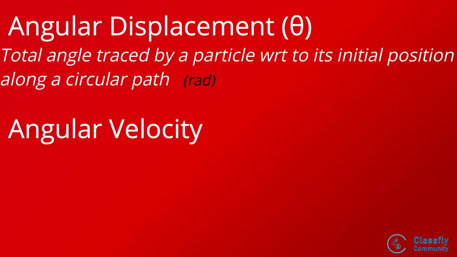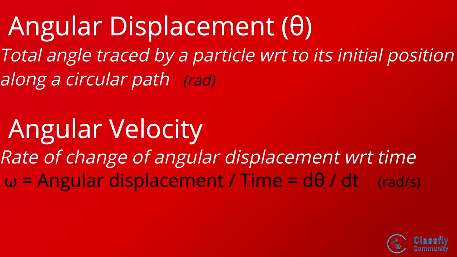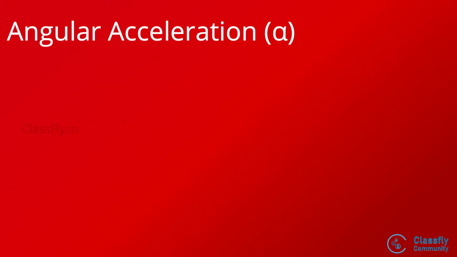Next, angular velocity. Well, the rate of change of the angular displacement with respect to time is known as angular velocity. This is expressed in radians per second. Hence, angular velocity can be written as angular displacement divided by time, that is d theta divided by dt. Also, the relation between angular velocity and the linear velocity is given by v is equal to r omega, where v is the linear velocity, r is the radius of the circular path with which the object travels, and omega is the angular velocity.